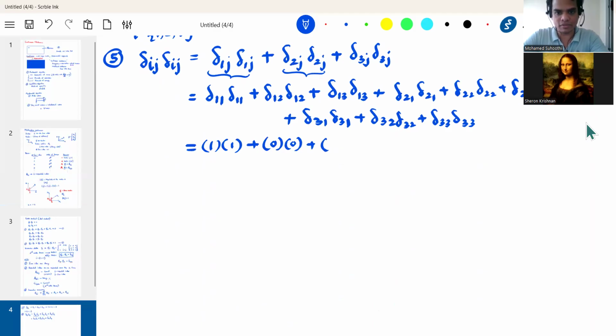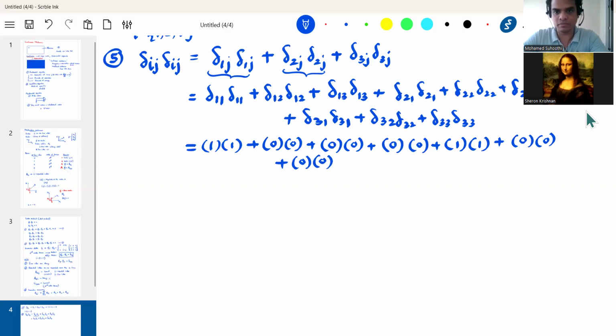i and j are different, 0. Here, i and j are different, 0. Again, here, i and j are the same, 1 and 1. Here, i and j are different, 0, 0. i and j different, 0, 0. Here also 0, 0, because i and j are different. Finally, i and j are the same, 1. Then finally, what answer do we get? 1 plus 1 plus 1. Again, we get 3.